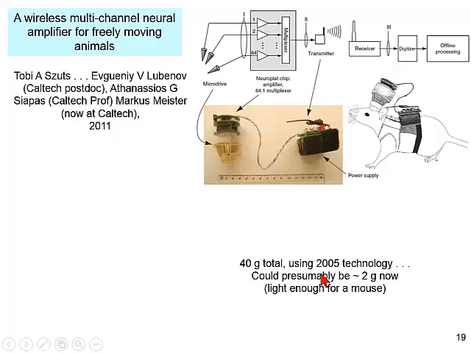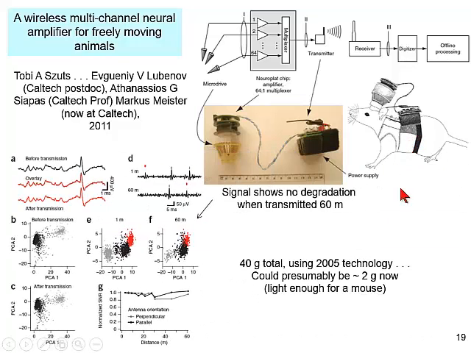Back in the first decade of this century, this device weighed 40 grams using 2005 technology. And so it was more suitable for a rat. But now you could probably do it with 2 grams and a much smaller battery and various clever low energy Bluetooth or other technologies. And so again, you can do the typical tetrode recordings, and these are stable even as the rat is outside in an open area broadcasting wirelessly.